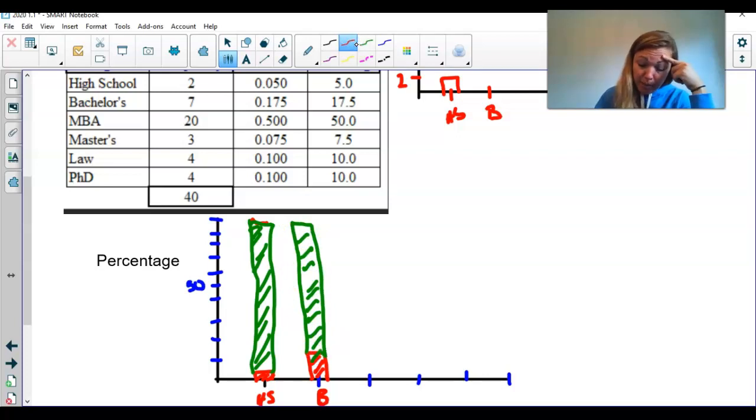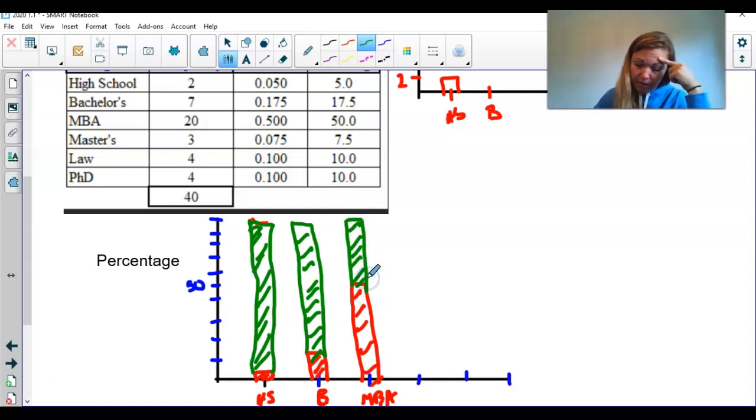Okay, out of the 40 people interviewed, 50% of them had their MBA. Okay, so yes, 50%. Let's go all the way up to the 50%. 50% of them had the MBA, which means the other 50% did not have their MBA. I'm going to ask you a question. Could you keep this up on your own? Could you finish this up? I want you to try it on your own. See if you could finish it the right way, and then come to me if you have any questions.